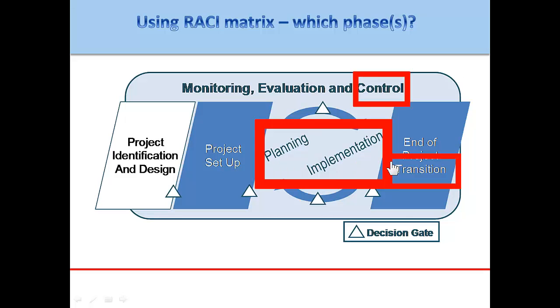I've also shown that the RACI is used in monitoring and evaluation, and specifically in control, because the management of stakeholders and the communication to stakeholders is often an extremely important part of controlling a project. Finally, I put a box around the transition phase because examination of how the participation and the roles of stakeholders were actually used can be part of the reflection process to improve the future development and interventions.